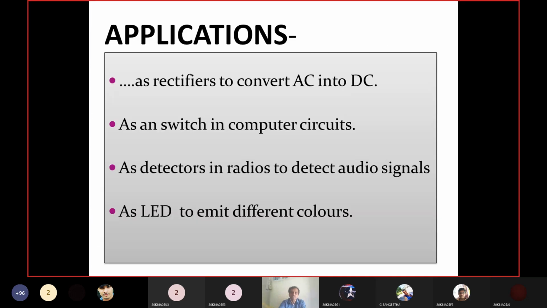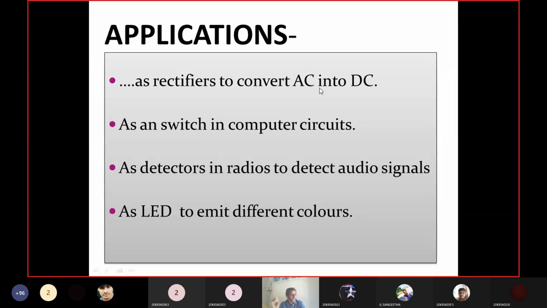Now these are some applications. The first application is use as a rectifier to convert AC into DC. Because this diode acts as forward bias in case of the positive terminal.